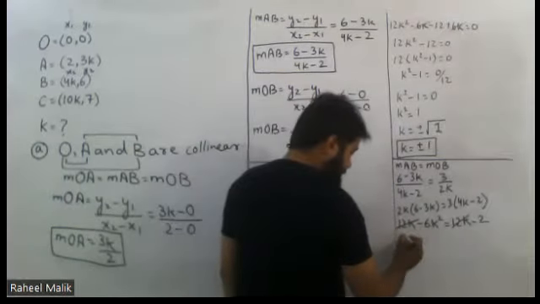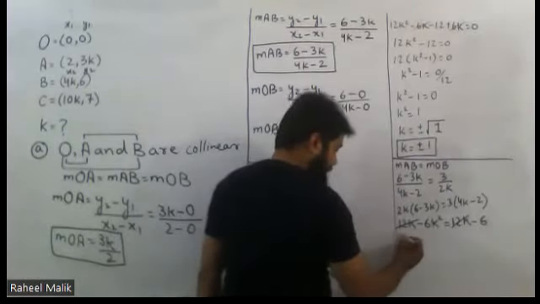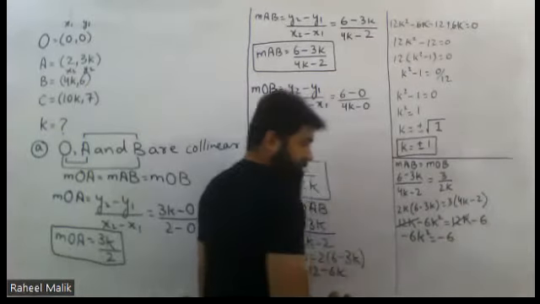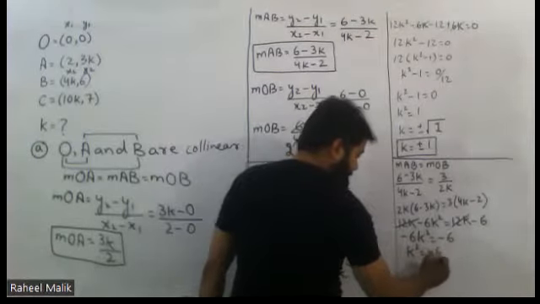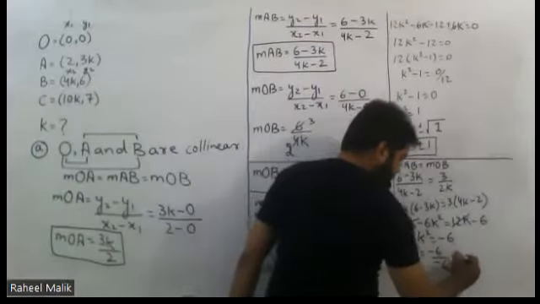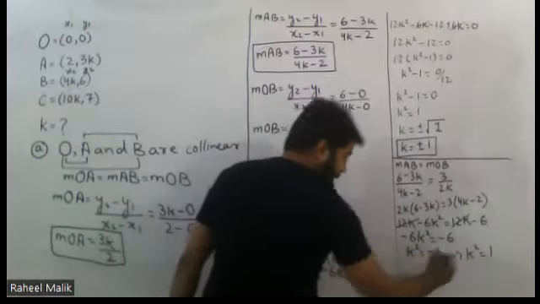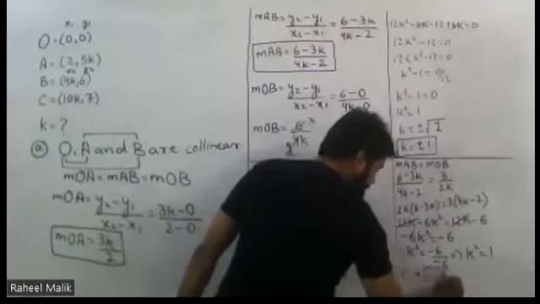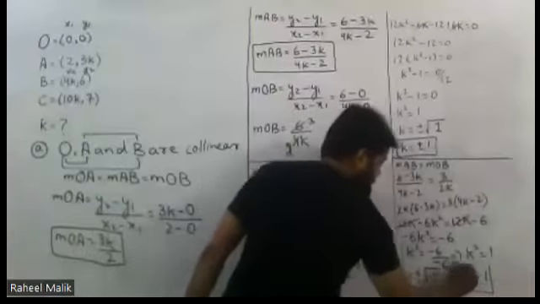So I'm simplifying it. Plus 12k will be cancelled. What I am going to have over here, this is 3 times 2, 6. Okay, so minus 6k square minus 6. Shifting minus 6 over here, k square equals minus 6 divided by minus 6. Okay, so when I divide it, k square equals 1. Taking root on both sides, k equals plus minus root 1. And when I simplify it, the result of k is coming plus minus 1.